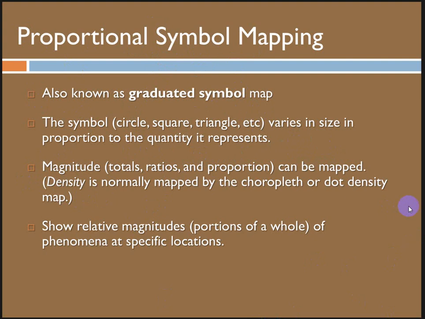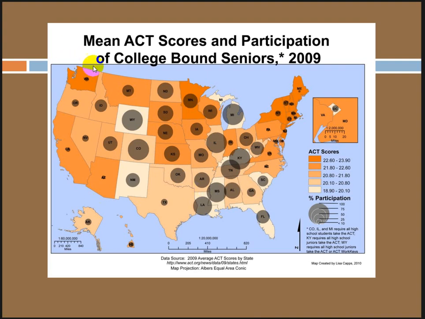Density would be done in an isopleth map or dot density, whereas magnitude, like an actual ratio, a total, or proportion, can be done with proportional symbols. Okay, so here we've got an isopleth map showing us ACT scores in the background, and then the percent of college-bound seniors on top of that with a graduated symbol. So it's kind of a handy way of being able to show two different quantities at once. A relatively clean way, I should say.